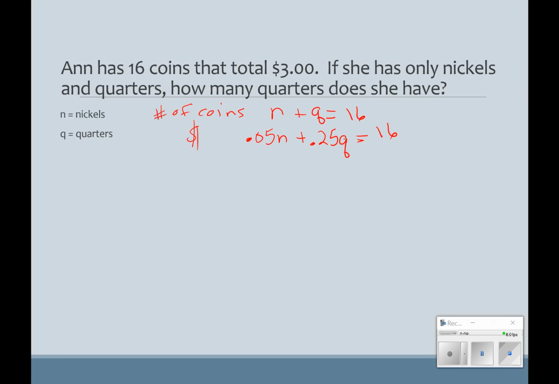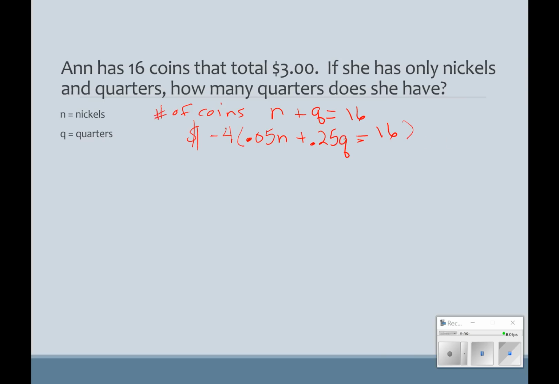Okay. You can solve this by substitution. You can solve this by elimination. I know that there are 4 quarters in $1. So I'm going to multiply the bottom equation by 4. Or actually, I'm going to multiply it by -4. So what I'm going to do is eliminate quarters.